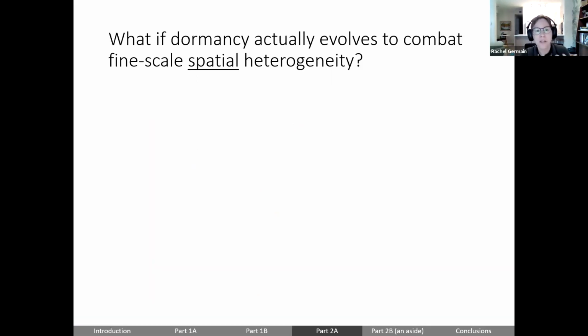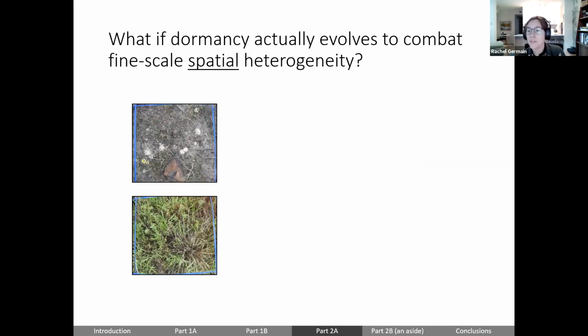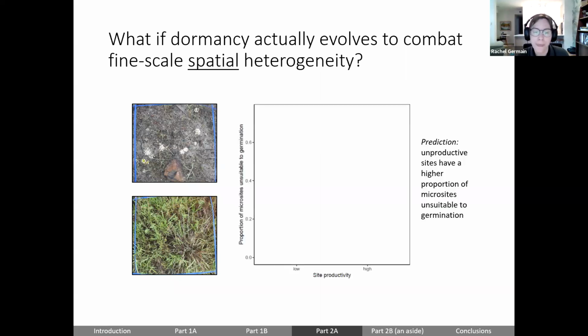And the question here is, what if dormancy actually evolves to combat fine-scale spatial heterogeneity? So again, these are our plots. We have our unproductive plots and our productive plots. And what you can see is that basically, there's just way less plant cover in the top one. It's rockier. You can imagine that there are fewer microsites that are actually suitable for germination. So maybe dormancy is actually a mechanism for coping with this spatial heterogeneity rather than time.